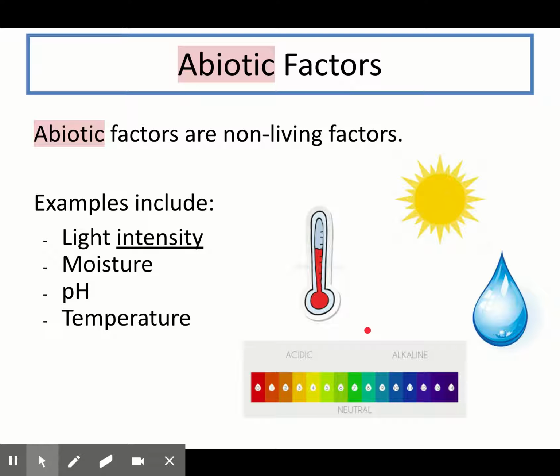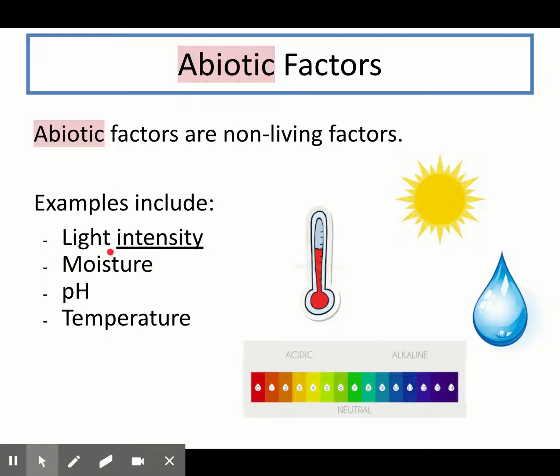First, let's have a look at abiotic factors. So abiotic factors are what we call non-living factors. Now, the way to remember this is bio means living, biology, our topic. A means non, so non-living factors. And examples of these include light intensity, moisture, pH, and temperature. Now, all of these things are non-living factors. Light intensity, moisture, pH, and temperature are not affected by living things.